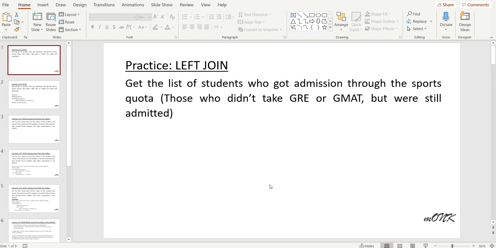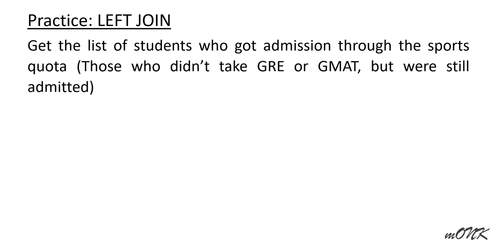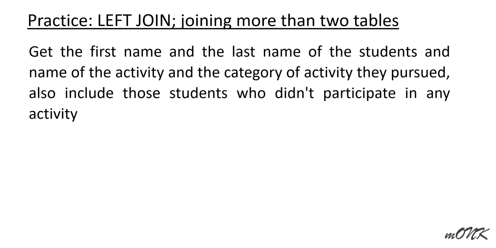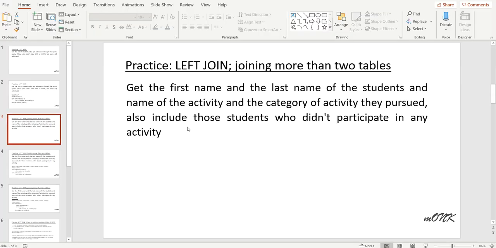Let's go to the next question. Get the first name and last name of the students and the name of activity and category of activity they pursued. Also include those students who didn't participate in any activity. So first name and last name we can get from the student table. For activity and activity category, let's see.